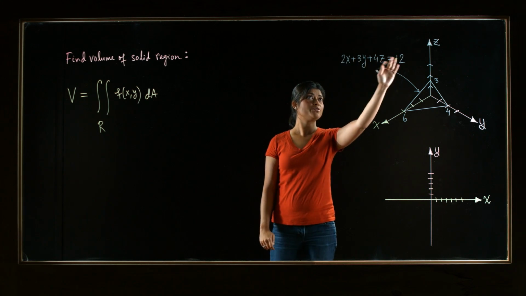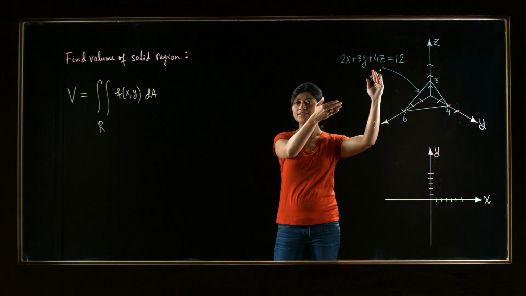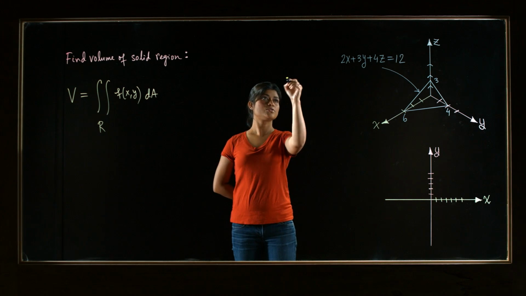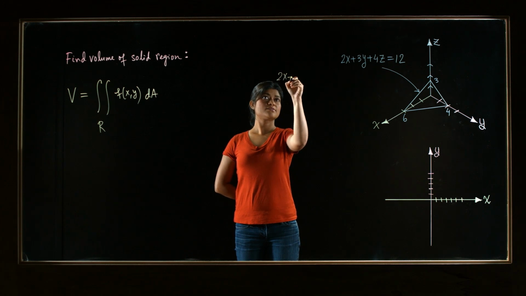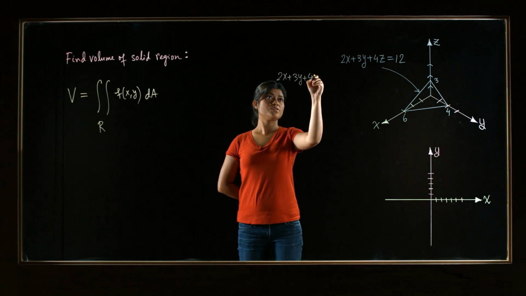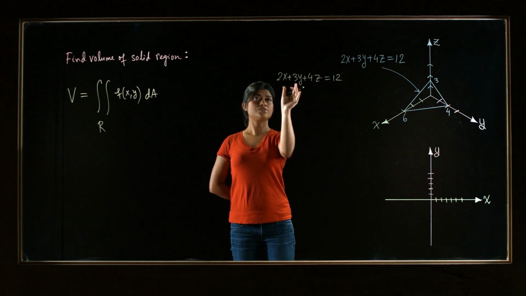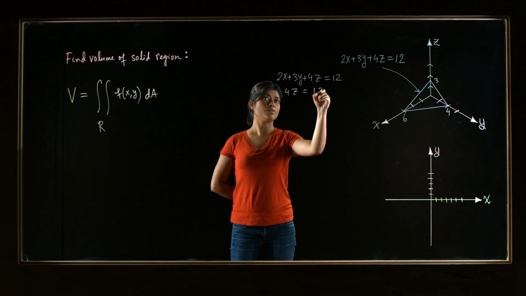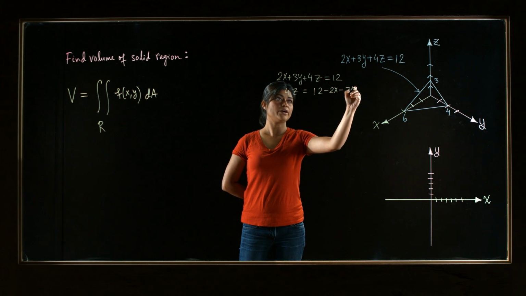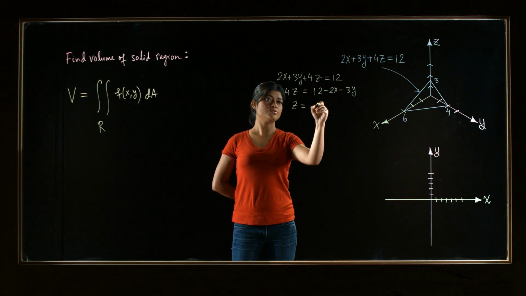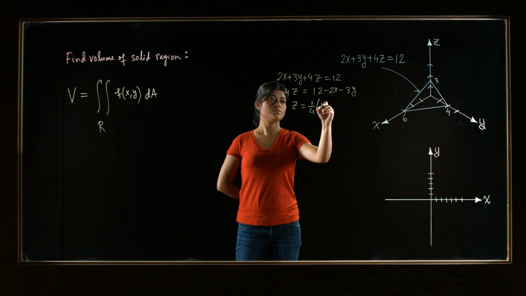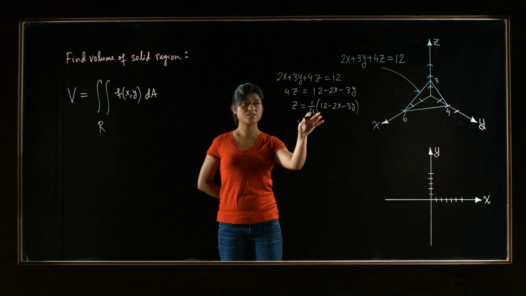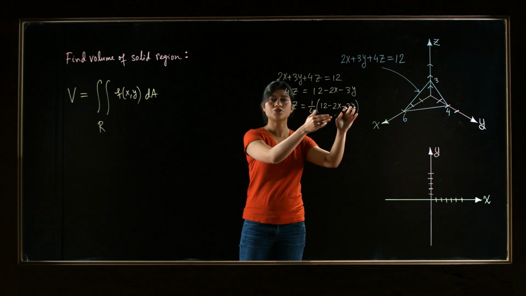Now, look, our plane, the equation is given right here. So, we can rewrite it in terms of z equals, and then we will have our function right there. So, let's do that first. We have 2x plus 3y plus 4z is equal to 12. So, take the x and y terms to the right hand side, which gives us 4z is 12 minus 2x minus 3y, and then z will be equal to 1/4 times that entire expression. And let's keep it this way instead of actually dividing each term by 4.